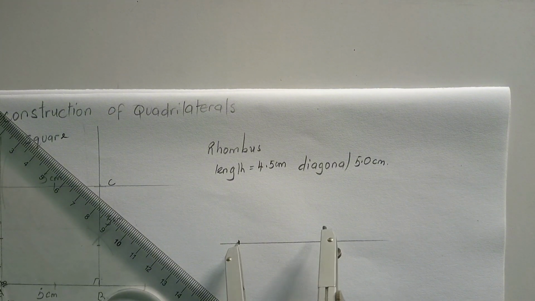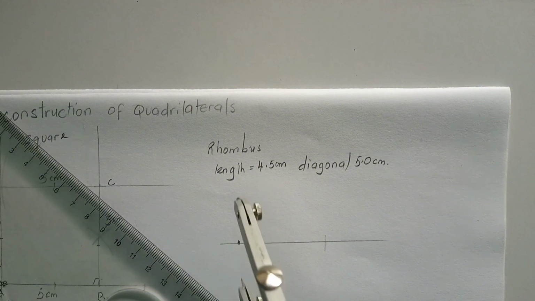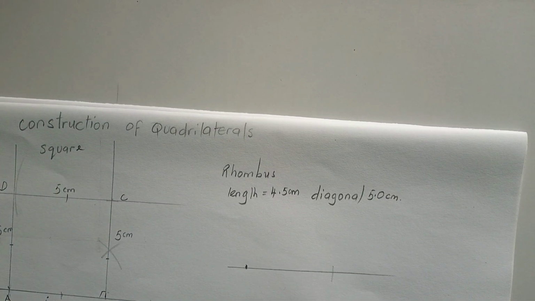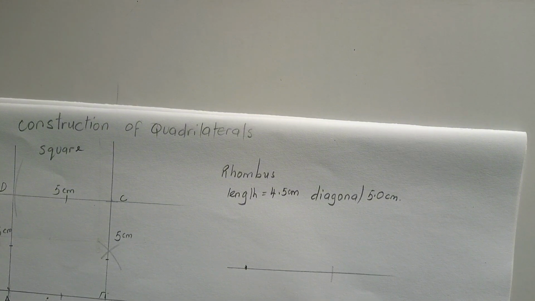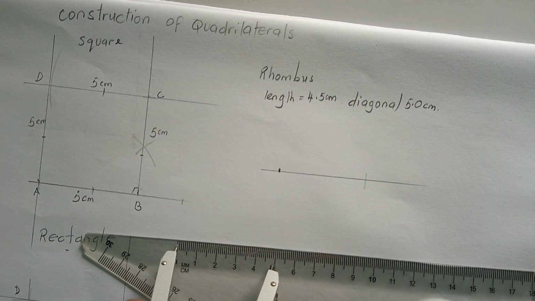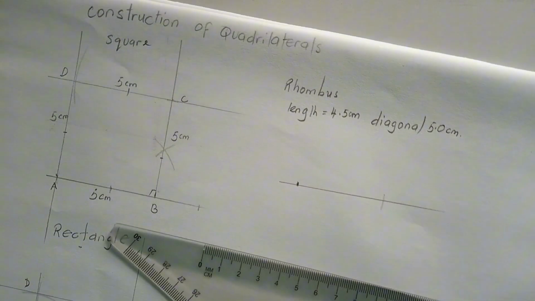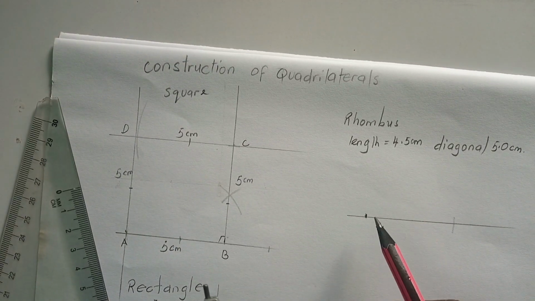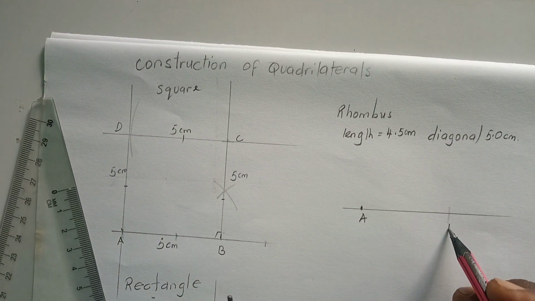4.5 centimeters like that, and then our diagonal is 5.0 centimeters. So we measure 5.0 centimeters from here. This is 4.5. We adjust it a little bit. 5 centimeters. So from here, we can label our rhombus as A, B.